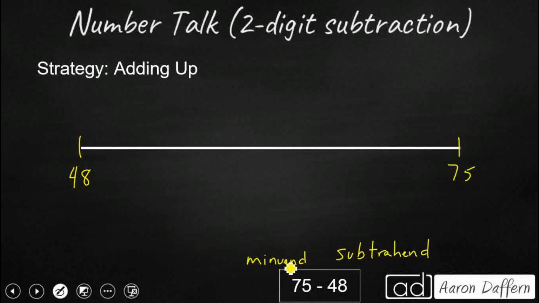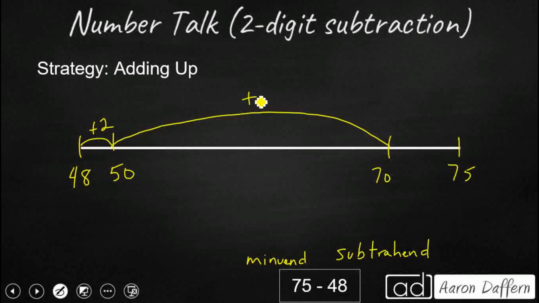So we're going to take a little jump and we're going to get to the next 10. So the next 10 after 48 is 50. So when we're adding up, we kind of do that. Then we take a big jump and we're going to try to get to the closest 10 to 75 without going over, and that's 70. We can go up 60, 70, that's a plus 20. If we go up to 80, now we're past 75. So we want to get up to 75 without going over.